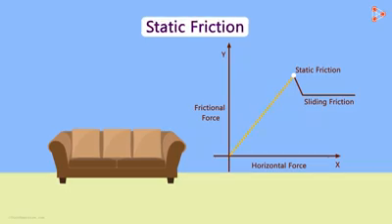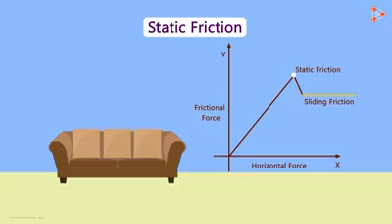This part of the graph is static friction. It's when the sofa is not moving in spite of the force you're applying. And this part of the graph is sliding or kinetic friction when the sofa begins to move. The point around which the sofa just begins the movement is called the breakaway point.